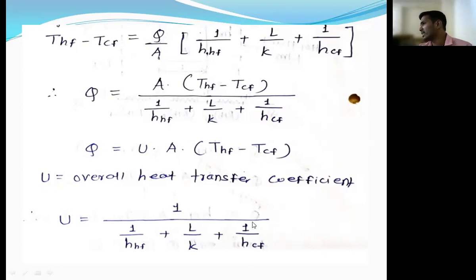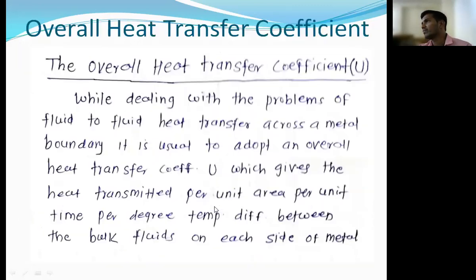आणि तुम्ही जी डेफिनेशन लिहिलेली आहे तिथं बघितलं तर तुम्हाला कळेल काय लिहिलेलं आहे बघा. While dealing with the problems of fluid to fluid heat transfer across metal boundary, it is usual to adopt an overall heat transfer coefficient which gives the heat transmitted per unit area, per unit time, per degree temperature difference.